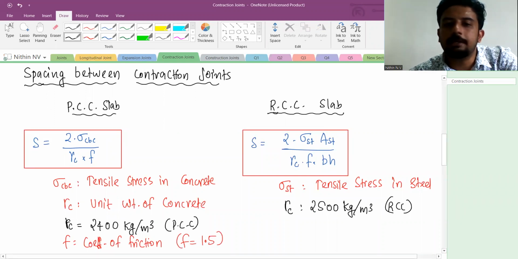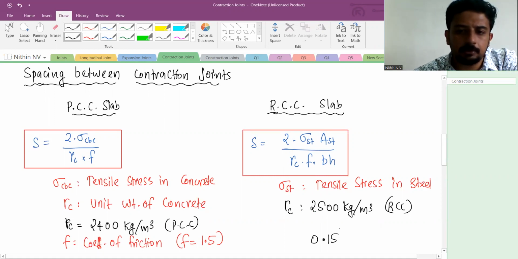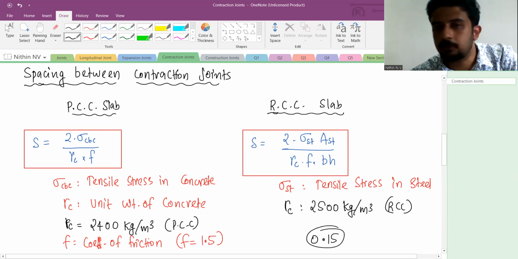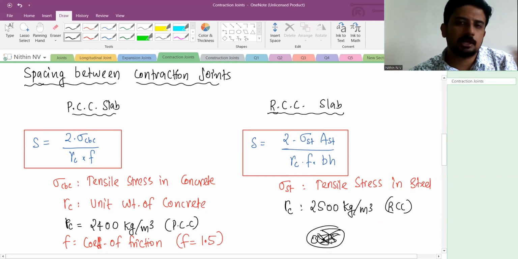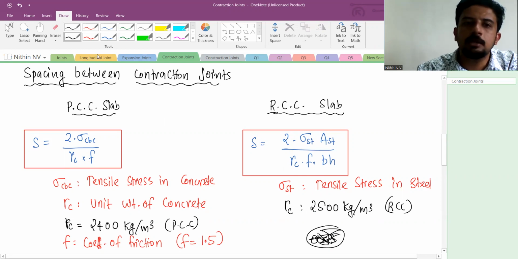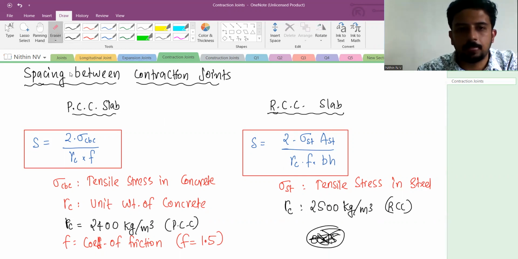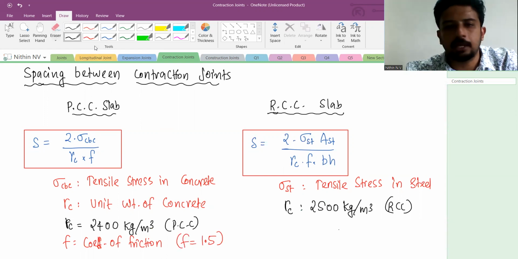In geometric design, we studied the coefficient of lateral friction, 0.15, right? Don't get confused with this. That is between the wheel tires and the pavement on the road. This is completely different. That is 0.15, and this is 1.5. You can easily remember that. Okay, now it depends upon the type of the pavement.